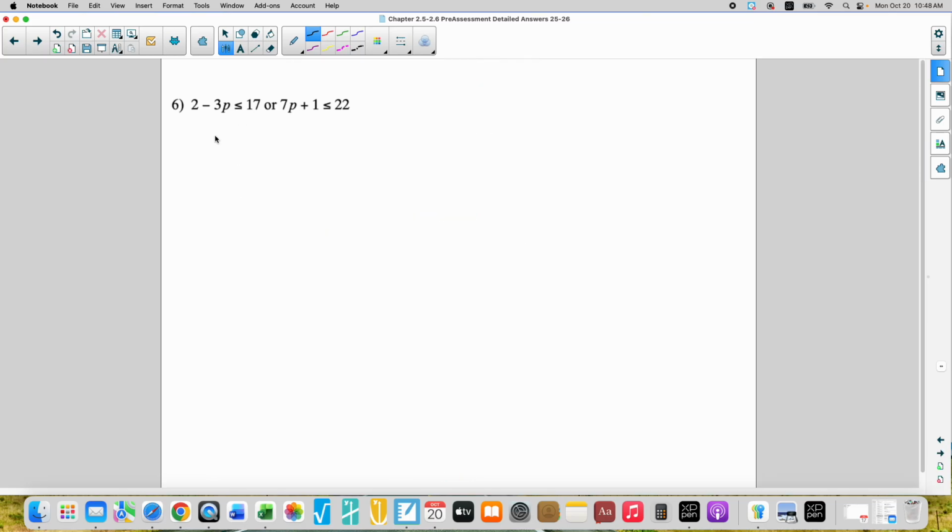This is an or statement. Let's rewrite them. I like rewriting them as opposed to having them crunched in that space. I like to see my work, even though my handwriting on this pen tablet is not the best. Let's get rid of this 2 first.